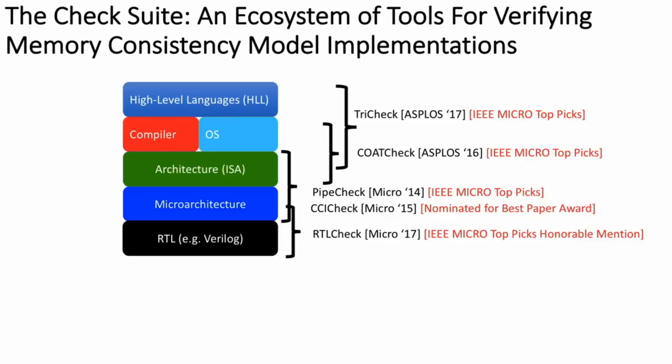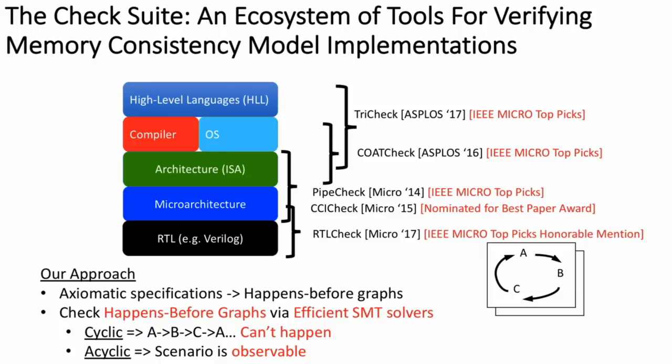The basic approach that we use across all of them is to have an axiomatic specification that's given alongside the implementation. And that can be automatically translated into a set of happens-before graphs. Now, happens-before graphs have been used by higher-level compiler and software people for a while, where the nodes in them are typically instructions or coarser granularity. We're taking those happens-before graphs down to the microarchitecture and the implementation level, where they map more to hardware features.